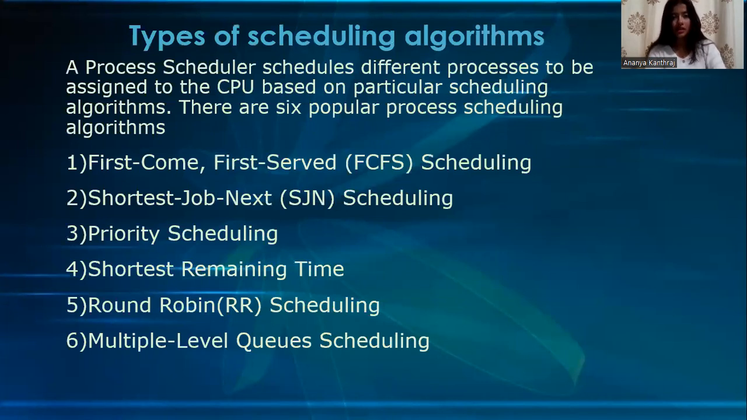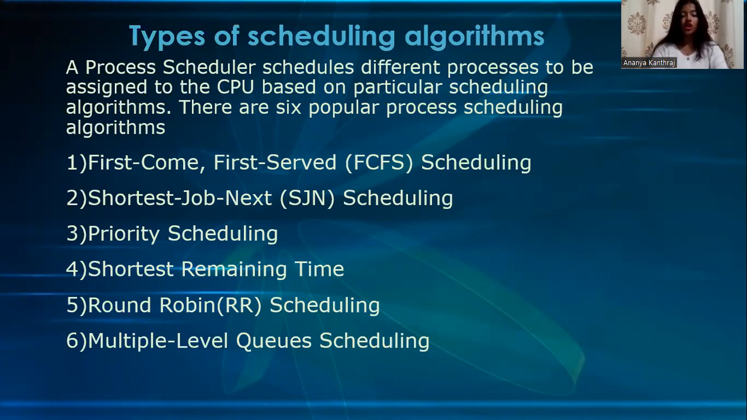What is a scheduler basically? A process scheduler schedules different processes to be assigned to the CPU based on a particular scheduling algorithm. There are basically 6 popular process scheduling algorithms. The first one is first come, first served, also called FCFS scheduling.